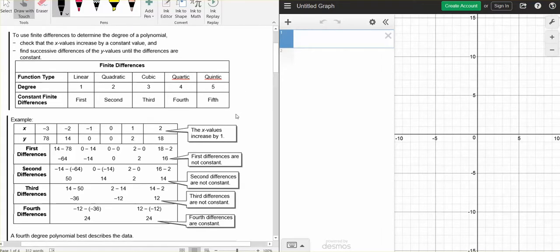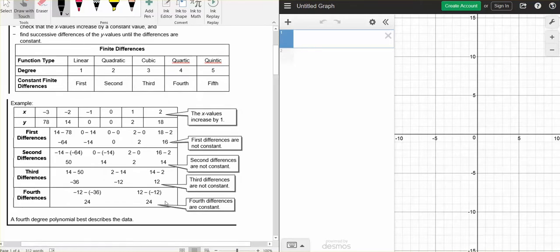So there's often not enough data to keep going past, like you can see here, with 1, 2, 3, 4, 5, 6 columns of data. We found the fourth differences, and they were constant here. So you just keep repeatedly finding the differences.